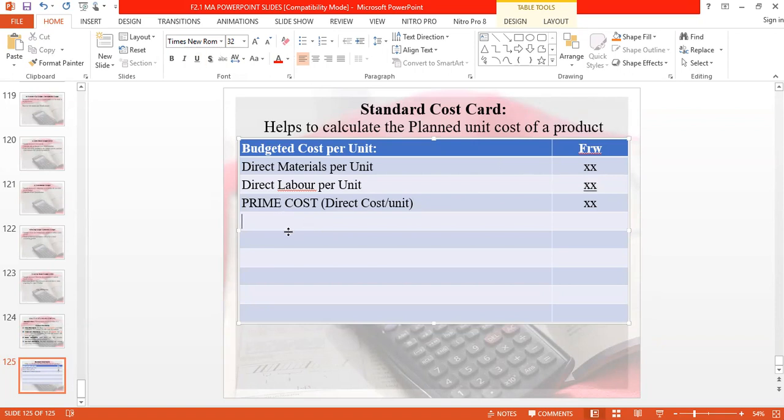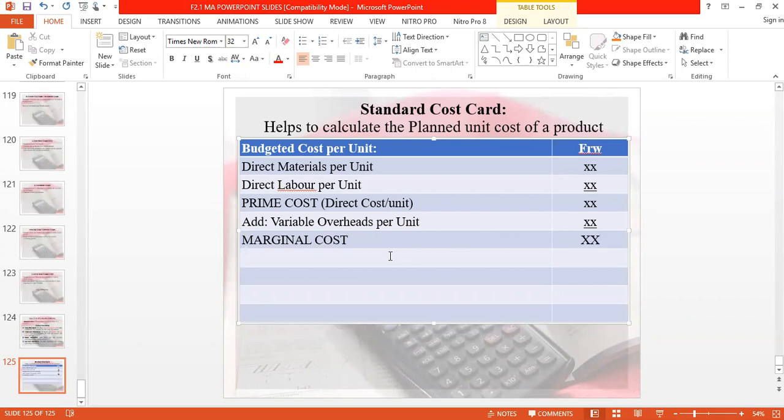Now to the prime cost, you add variable production overheads, of course, per unit. Don't forget that. When you add variable overheads per unit, what you get is called marginal cost.